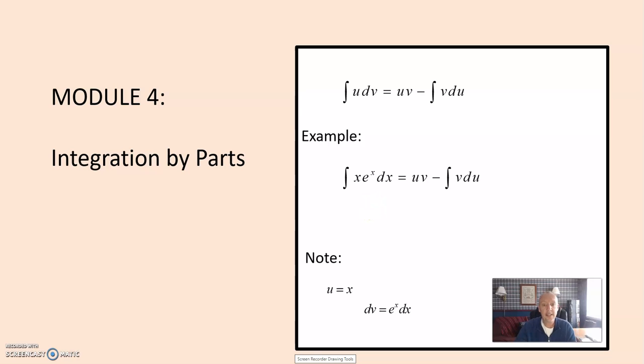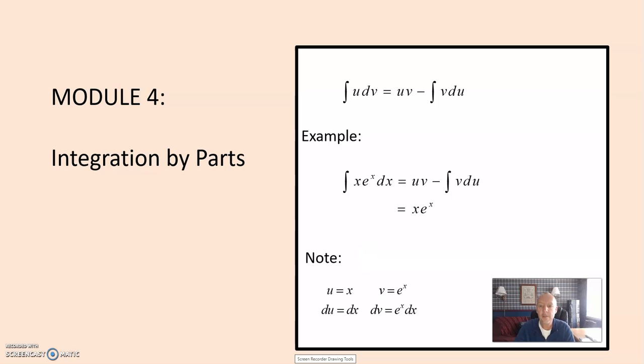So let's notate this. We'll let the first function, x, represent u, not because it's first, but because it's easy to take its derivative. And we'll let the second function, e to the x, be identified as dv. So we'll take the derivative of u, which is the derivative of x is 1, or 1 times dx, and we'll integrate dv to find v, and the integral of the exponential function is the exponential function. So we have all the information we need to complete our integration by parts.